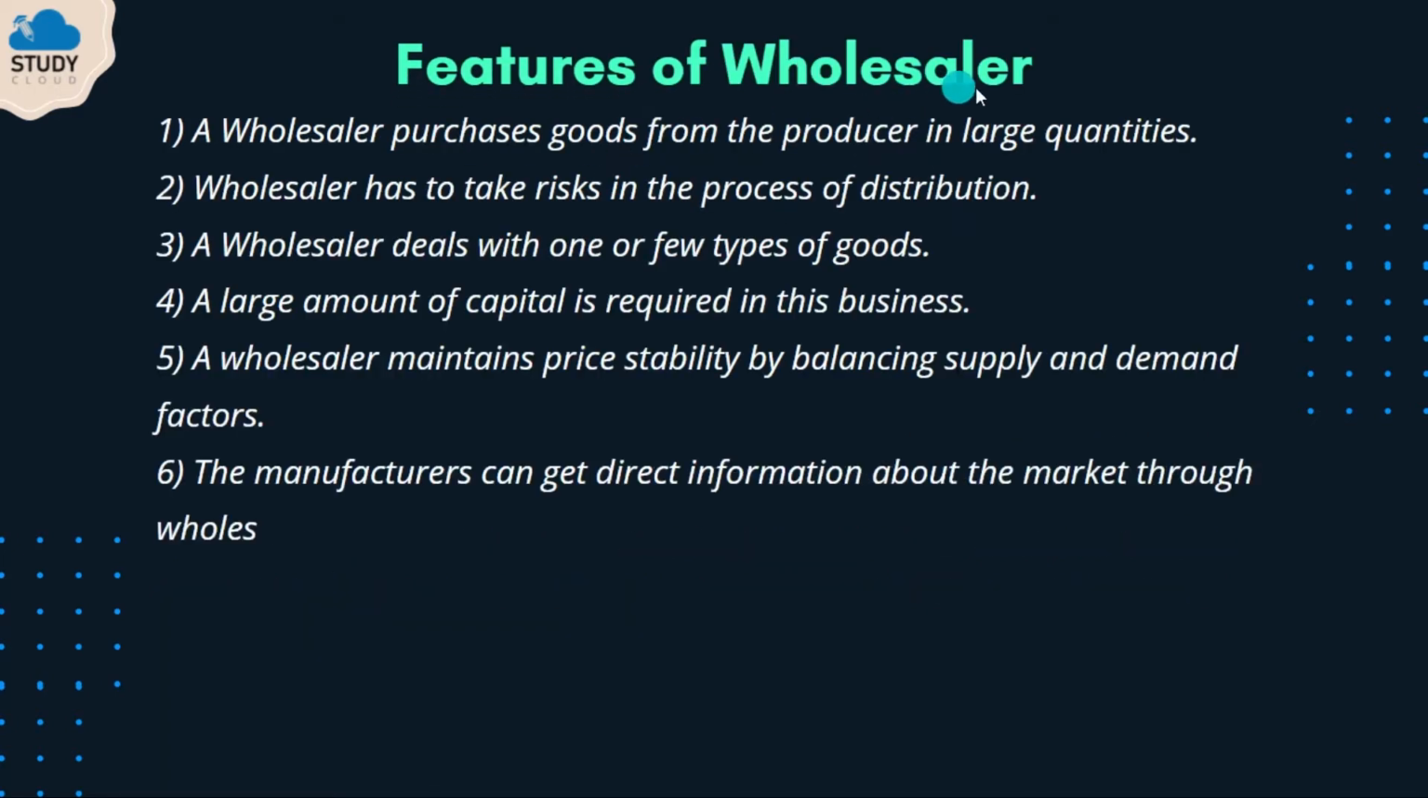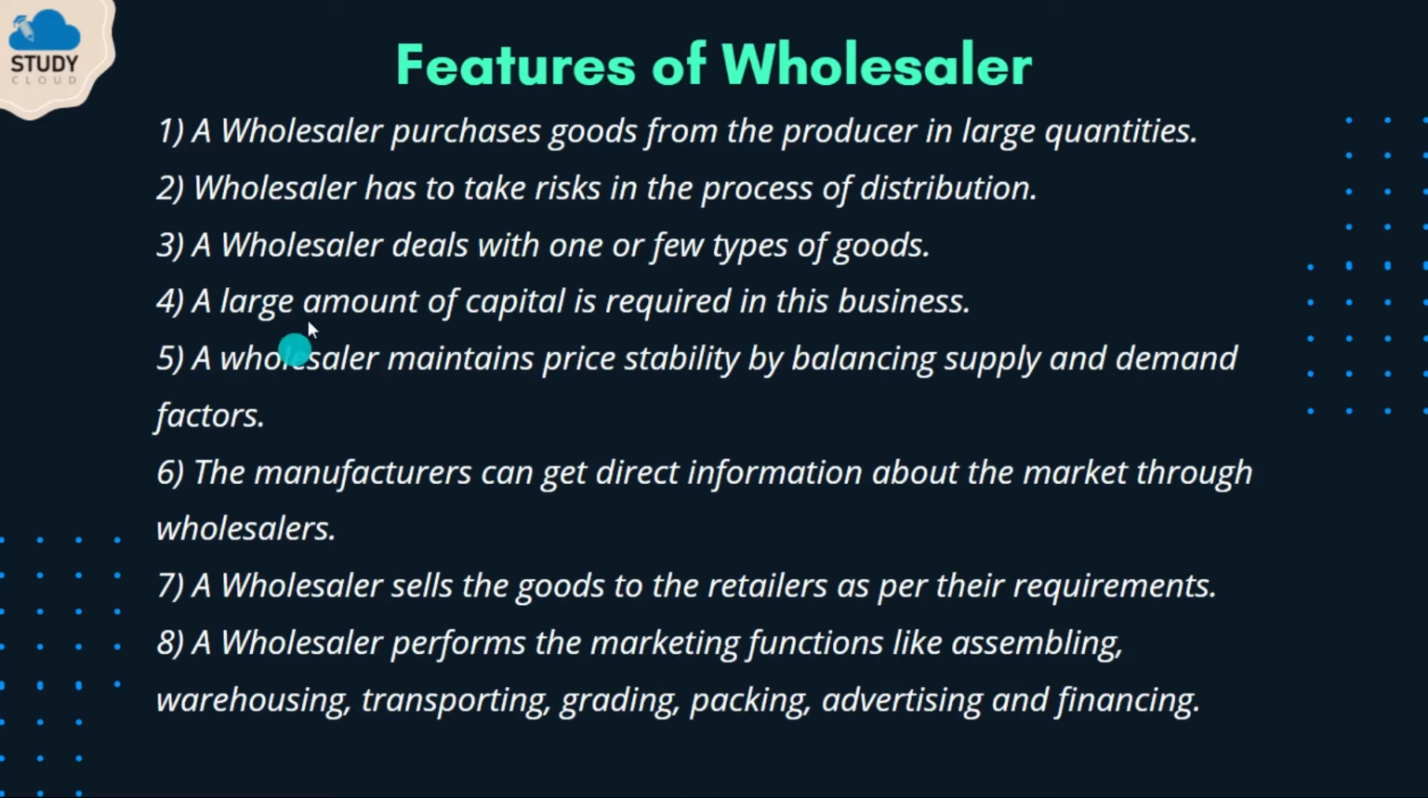Features of a wholesaler. There are around 8 features. Simple points are given to you. First, a wholesaler purchases goods from the producers in large quantities. So remember this, large quantities. Second, a wholesaler has to take a risk in the process of distribution as they purchase goods in large quantities. The process of distribution is being handled by the wholesaler, so the risk is also involved.